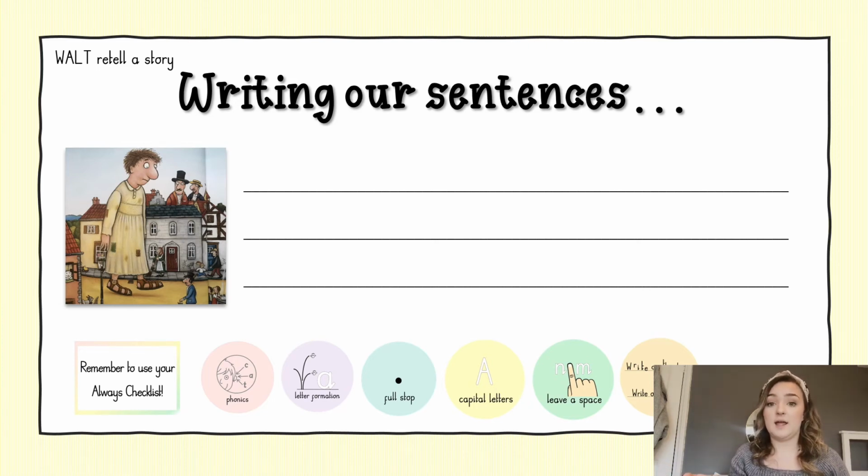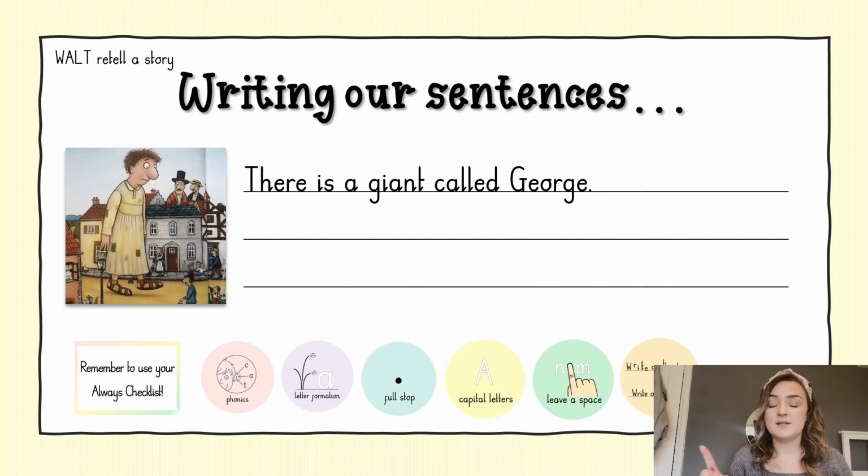So I'm going to say, there is a giant called George. That's my first sentence. Now when I'm writing my sentence, I need to be using my always checklist, and it's there at the bottom for you to help you. So I'm going to be using my phonics and my spellings to help me. I'm going to be writing my letters really neatly. I'm going to be using a full stop and capital letters, and I'm making sure to leave a big gap between my words, and I'm also making sure I'm writing on the line, okay? So that's lots of things to remember. There's 6 things there for you to try and remember when you're writing your sentence.